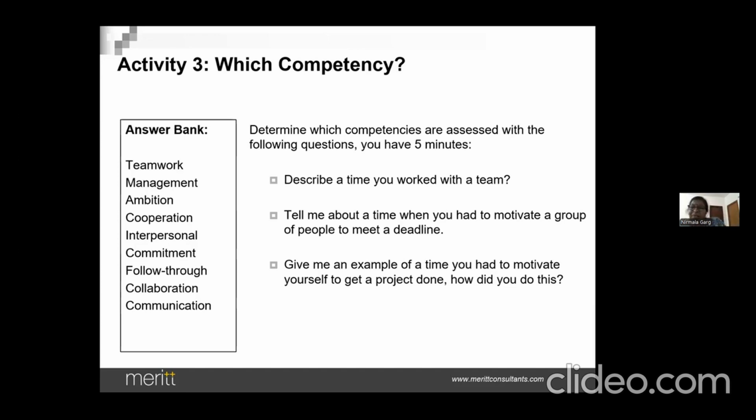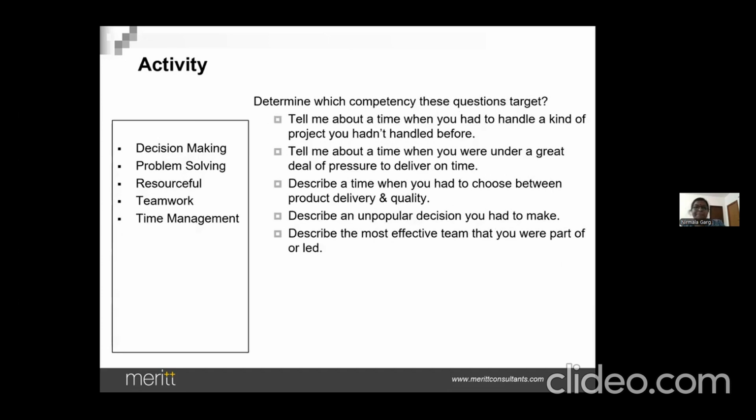Give me an example of a time you had to motivate yourself to get a project done. How did you do this? Isme kya hai? Tell me. Ambition, commitment. You agree? Now you are seeing the difference a little, no?